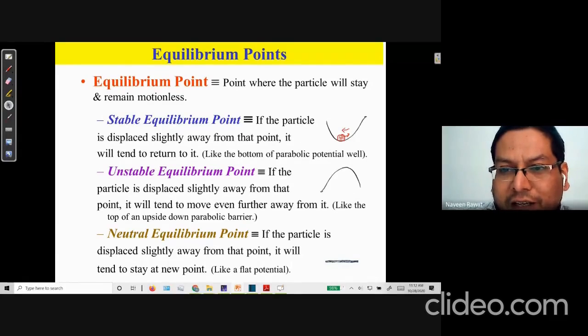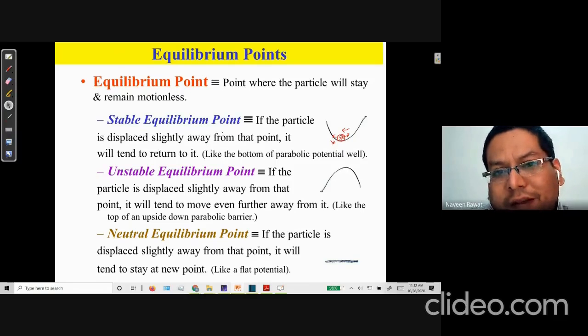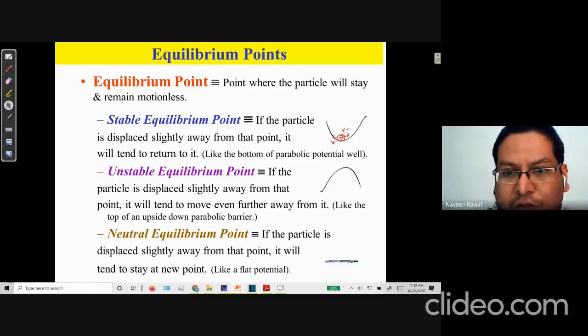Okay, and then if you slightly displace it, let's say, in this direction, then it will try to go back in the opposite direction. So a stable equilibrium point represents a point where if the particle is displaced slightly away from the point, then it will tend to return back to that position. Okay, so that is how we represent a stable equilibrium point.